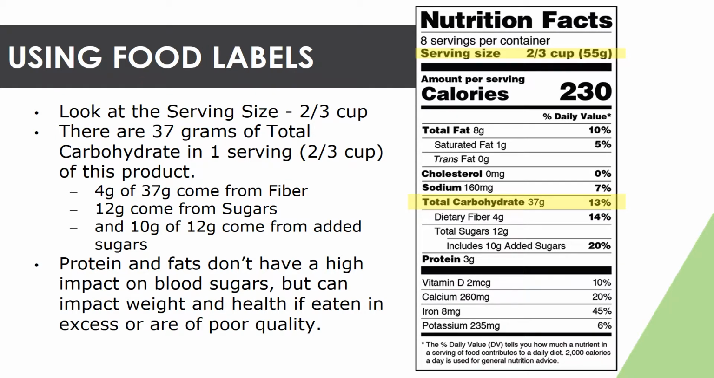Carbohydrates are one of three macronutrients, with protein and fat being the other two. Proteins and fats don't have a high impact on blood sugars, but can impact weight and overall health if eaten in excess or are of poor quality.